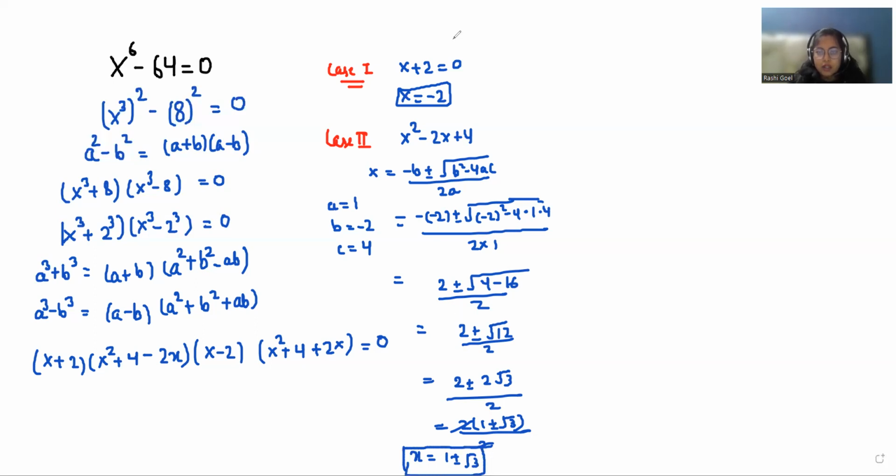Now case 3. When x minus 2 is equal to 0, the value of x is 2. Case 4.